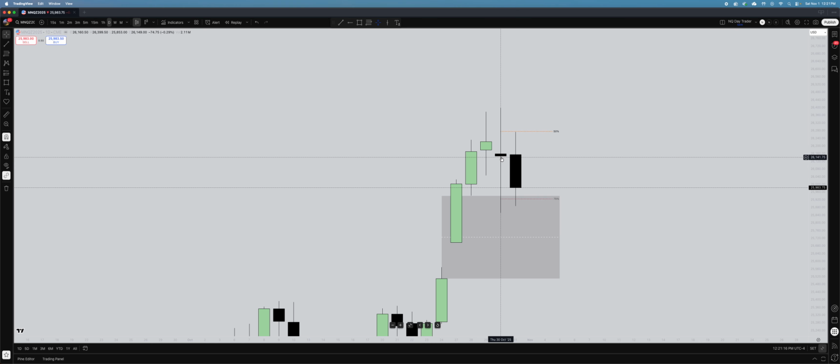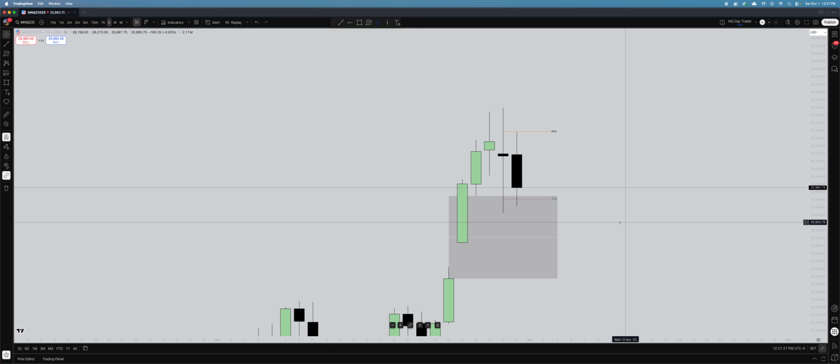Conversely, we have traded all the way down and through 75% of this discount wick. So when I'm looking at this, this is telling me this is a premium wick. We are respecting premium arrays more than we're respecting the discount arrays that we would want to see respected if price is going to move higher from here.